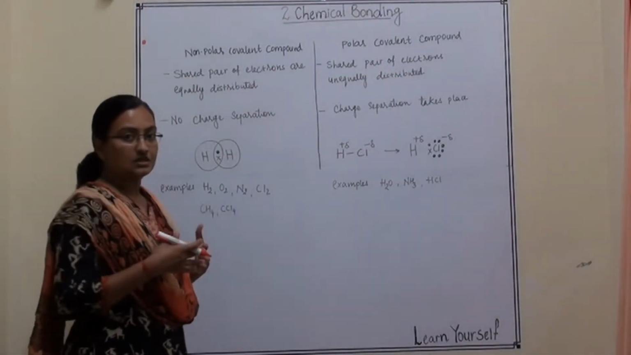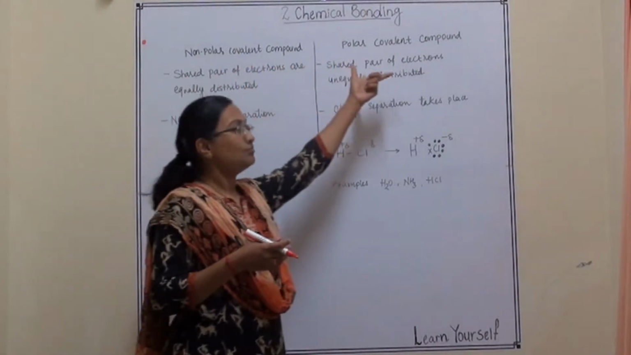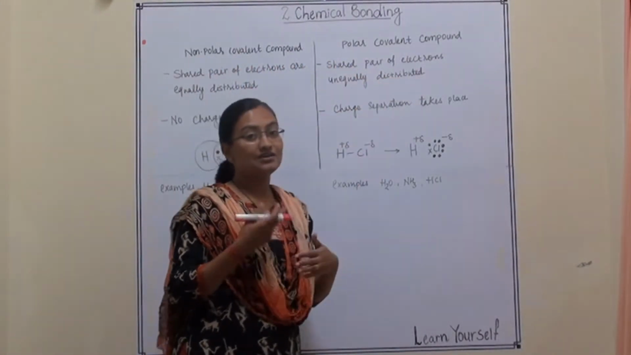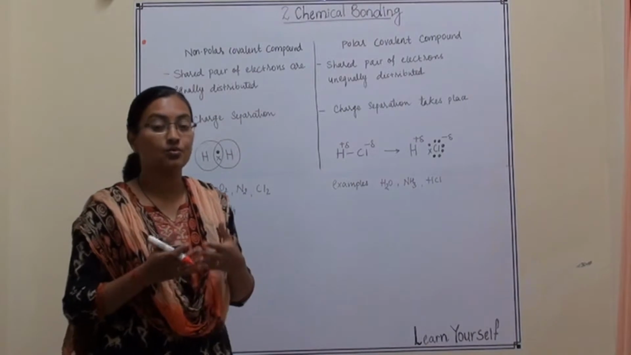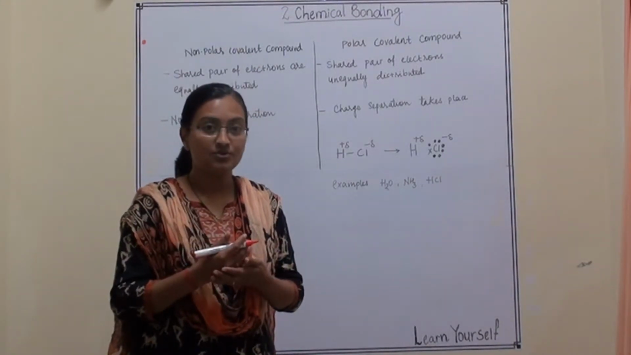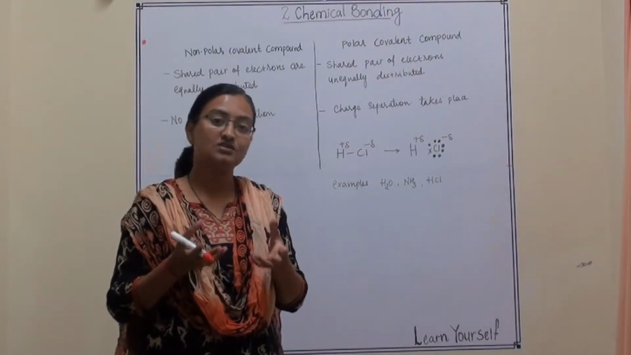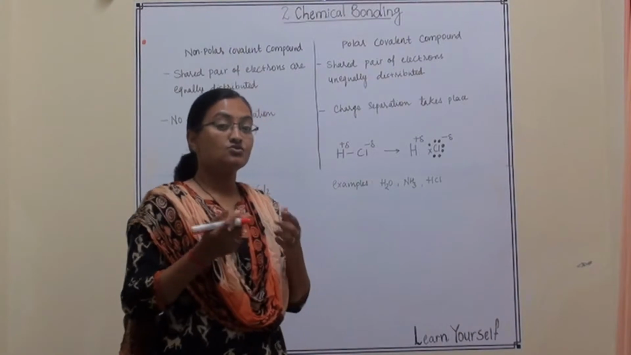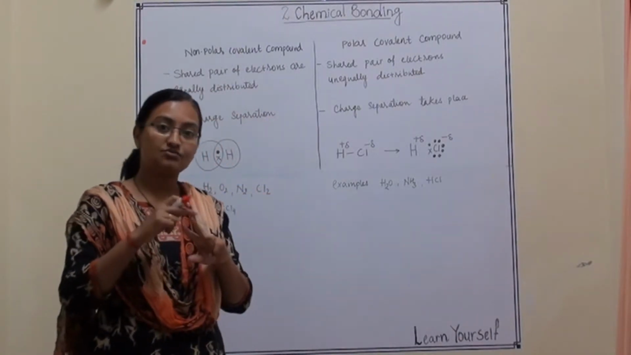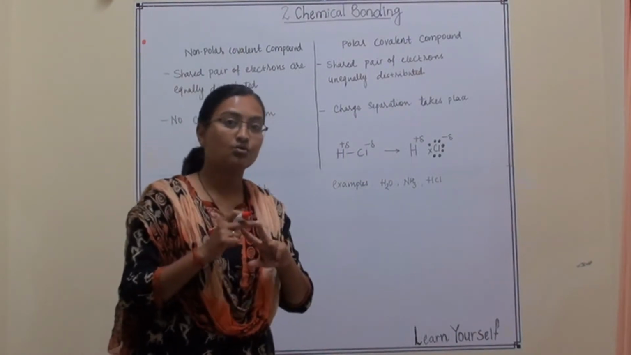Now we will see the difference between a non-polar covalent compound and a polar covalent compound. Earlier we have seen covalent compounds. What is a covalent compound? A compound which is formed due to the sharing of electrons between two atoms is a covalent compound. So in covalent compounds there are two types: one is polar, another one is non-polar.